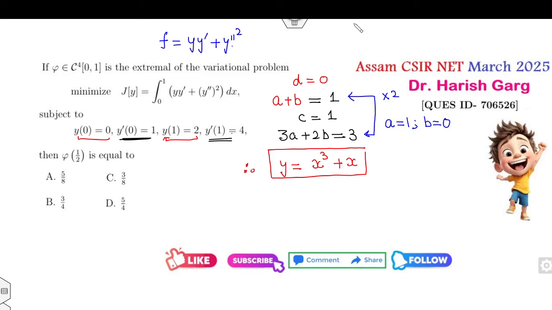Is it fine? Now your target is to find the value at x equal to half. So that will be 1 over 8 plus 1 over 2. 8 will be the LCM, 1 plus 4, 5 over 8 is the right answer of the problem. That means A is my right answer. You can see that it's a very simple way.